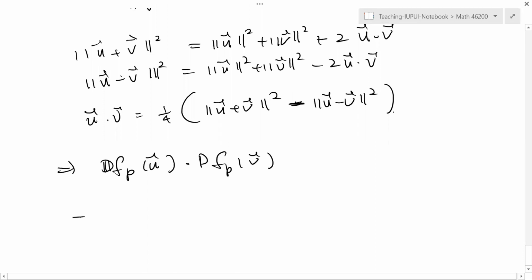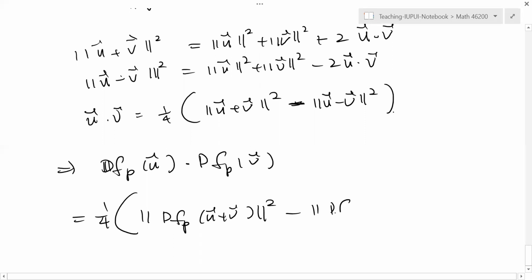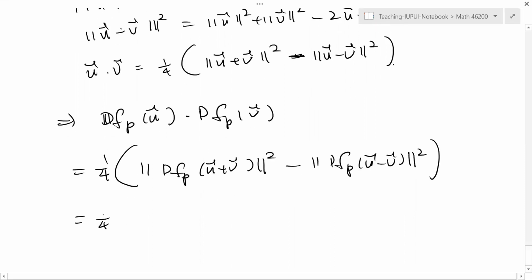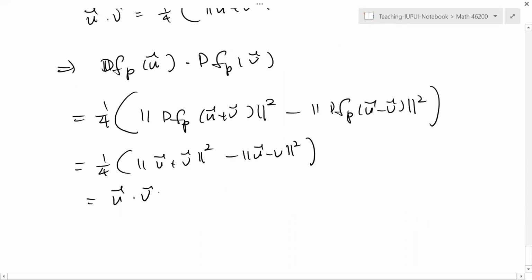By the definition, by the above formula, I'm going to put u plus v here because it's linear. Then that's just that. So the inner product is preserved.